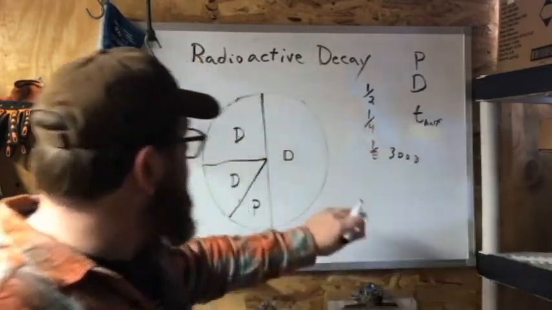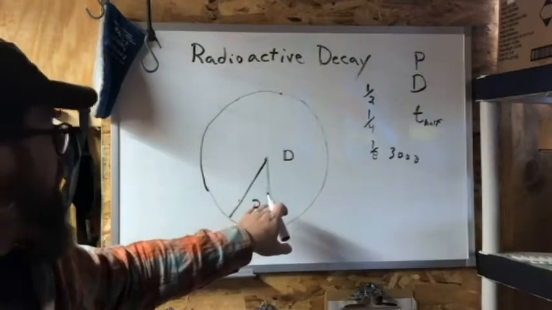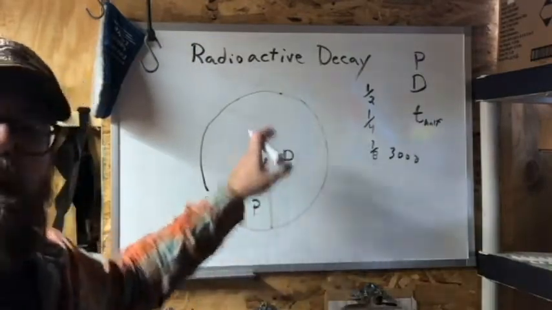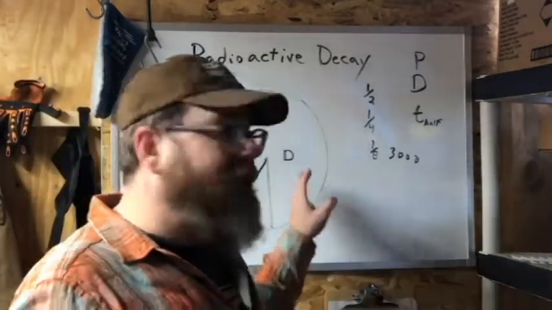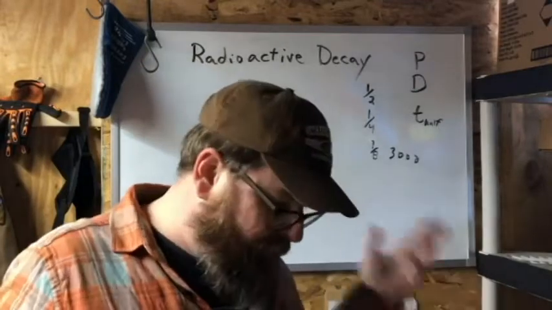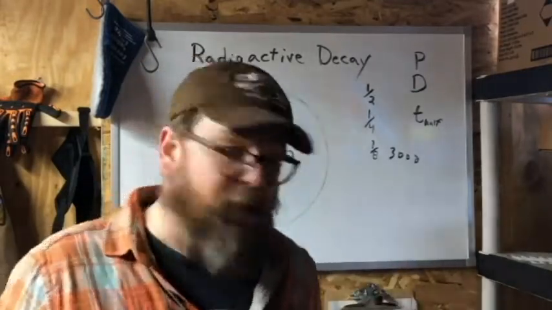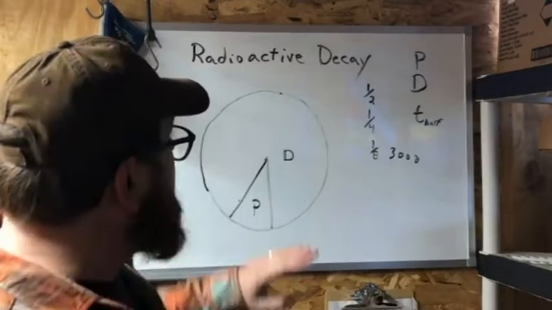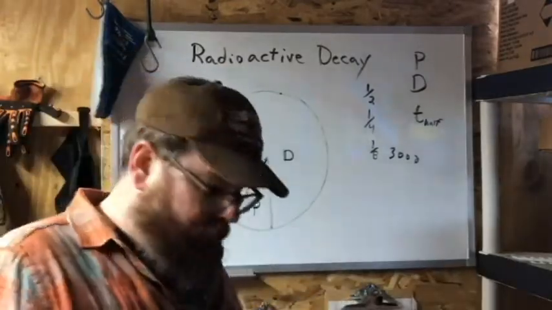In our 1,000-year thing, we have 1/8 of our parent left. And this will continue on. Theoretically, this is going to happen forever, but eventually you will run out of material. So that's the basic concept. Is there a way we can describe this mathematically?